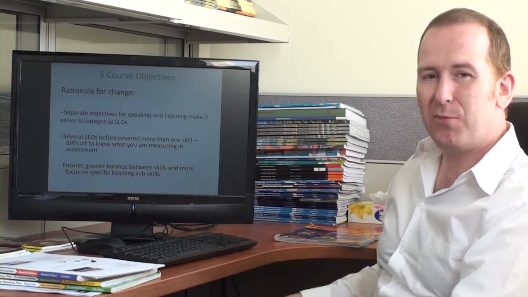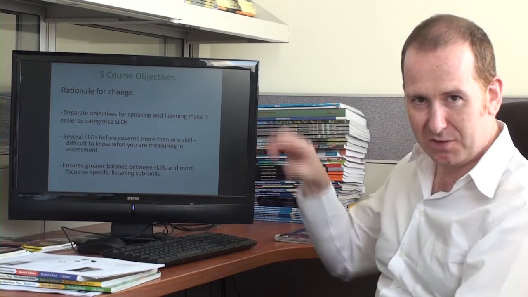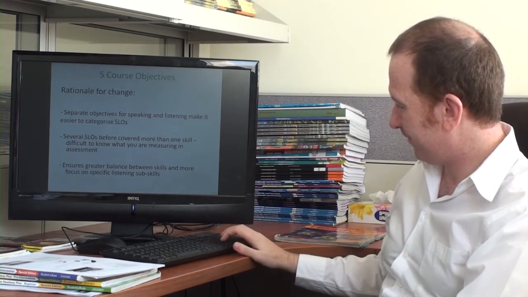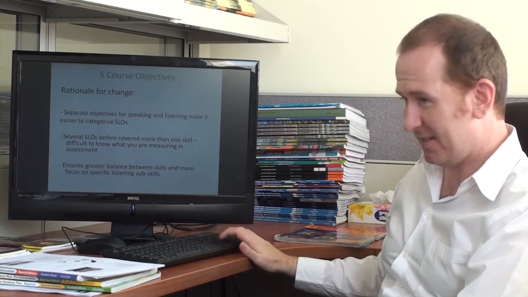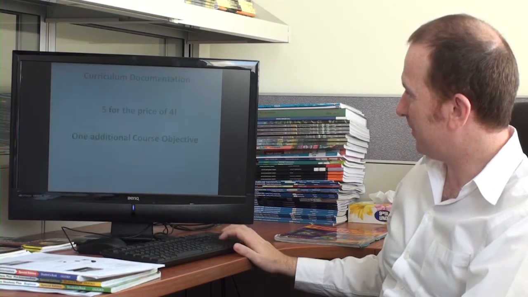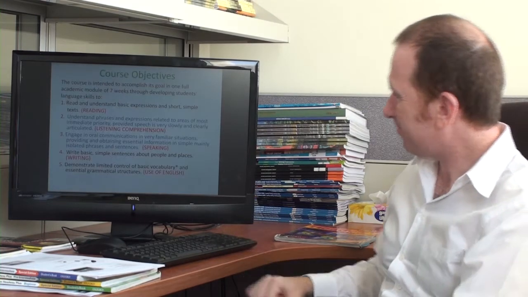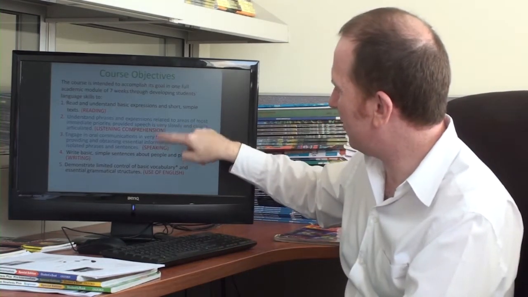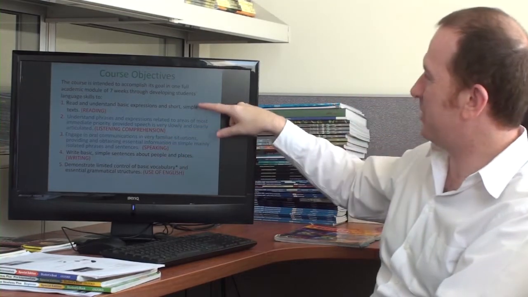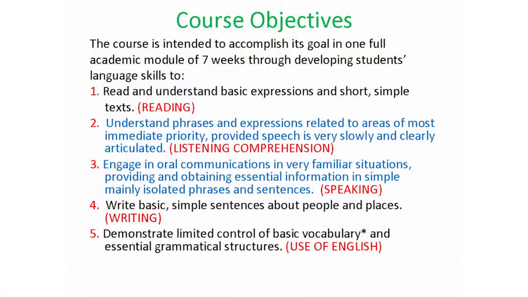I showed an example in a previous video of the course objectives as they look now. I'm just going to show that again. The ones in blue are the new ones. The course objectives for reading, writing, and use of English are the same as last year. Speaking and listening have been split.